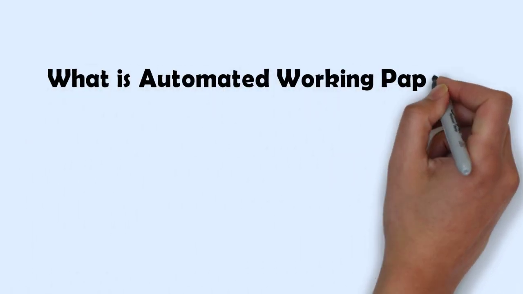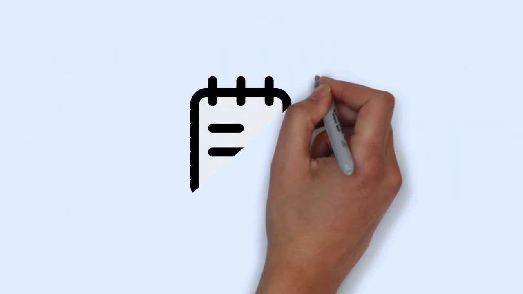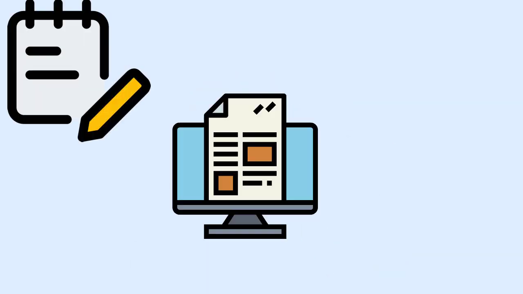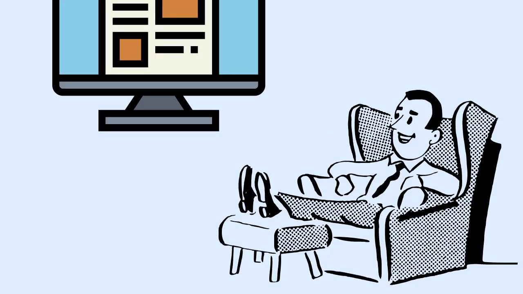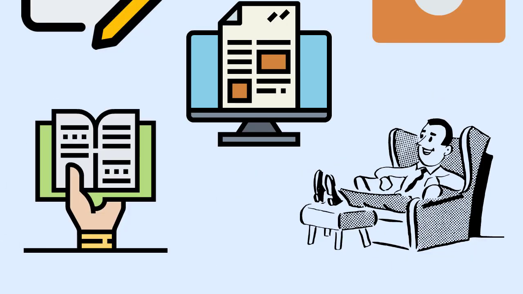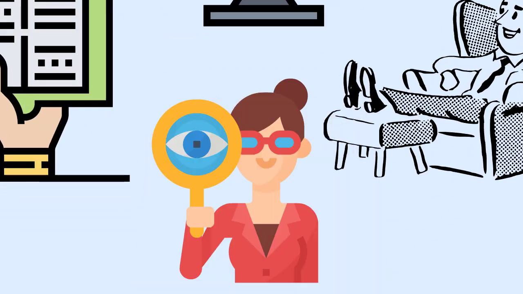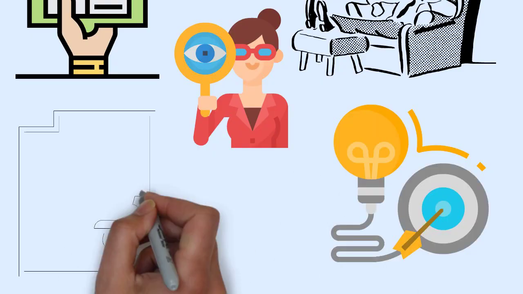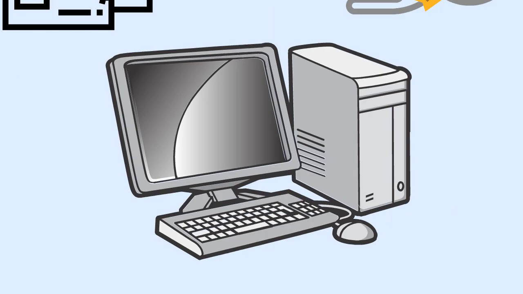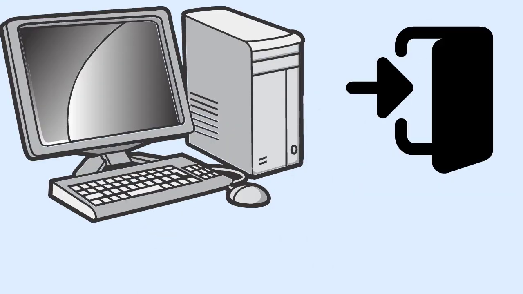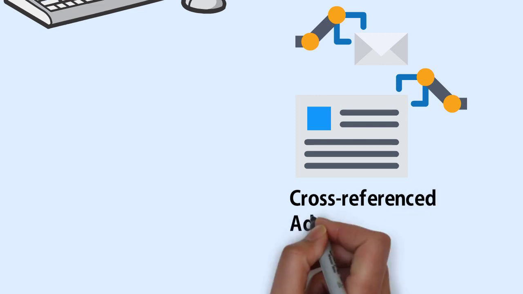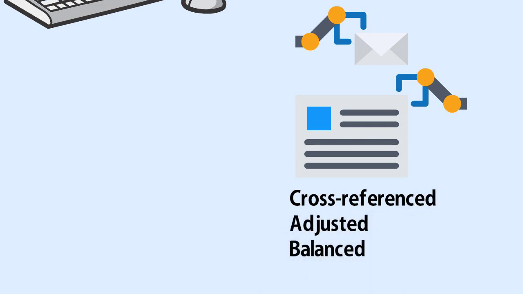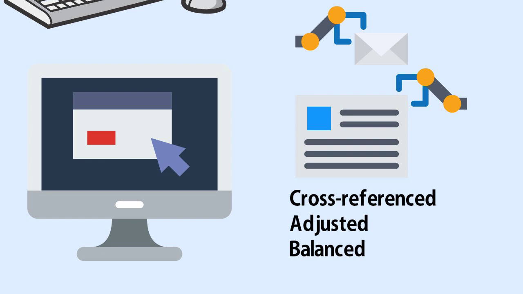What are automated working papers? Automated working papers are computer based audit papers that make the audit documentation much more comfortable than using written, manually prepared work papers because the auditors will enter the results of their testing directly into the computer. By entering directly into the automated working papers, all of the working papers are automatically cross-referenced, adjusted, and balanced by the computer as new information is entered.